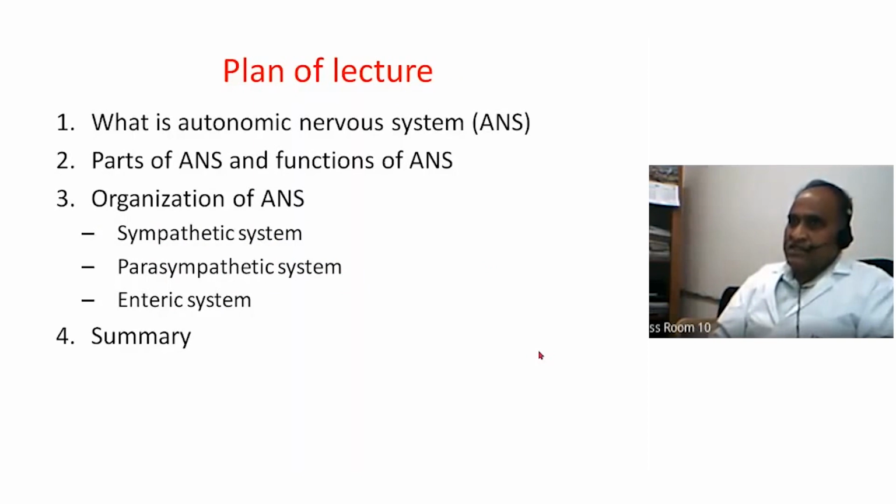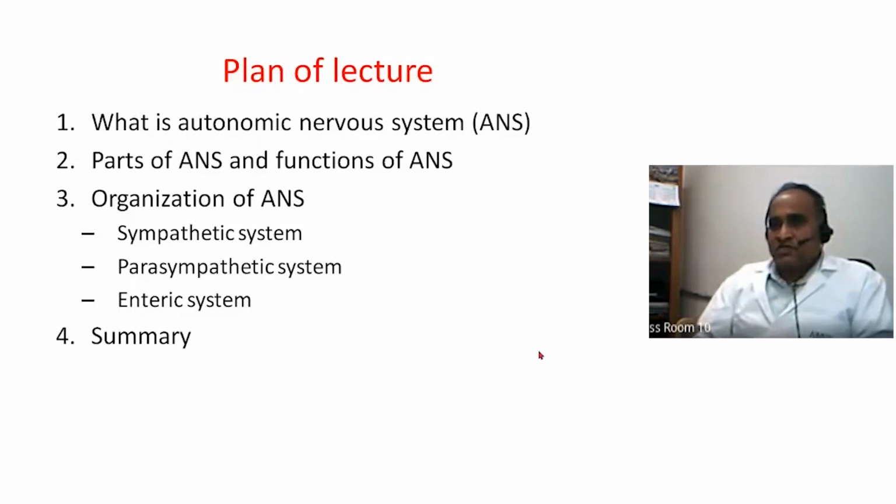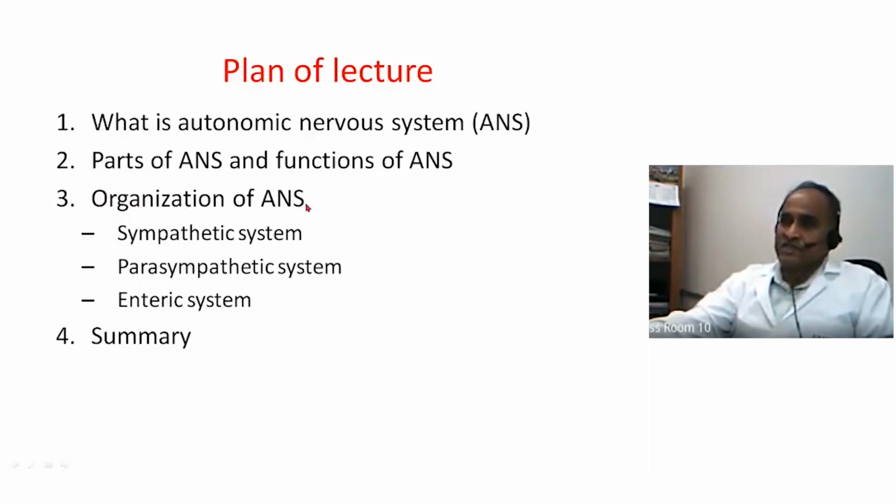Today's plan is, first, to see what this autonomic nervous system is. That is the first question, followed by the various parts of the autonomic nervous system and the functions of the autonomic nervous system in general. And third, I look into the organizational aspects of the autonomic nervous system in terms of the sympathetic division, the parasympathetic division, and the enteric system. I summarize and I give some assignments in the end.